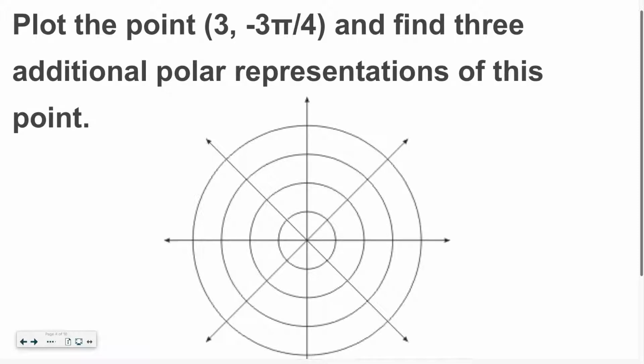Okay, so you have some concentric circles. Draw the grid. So draw x-axis, y-axis, diagonal, diagonal, and then draw at least 3 concentric circles. So this is our new grid system. I'll let you get it all drawn out.